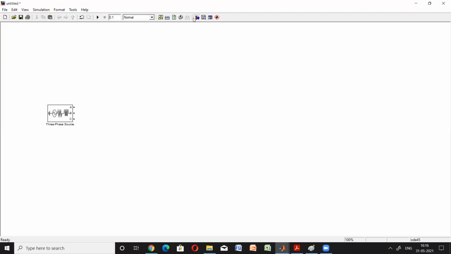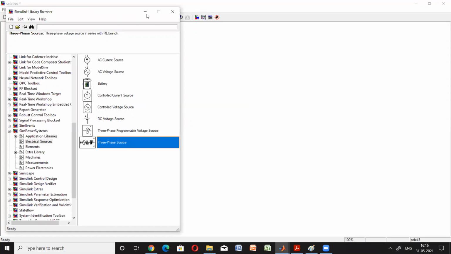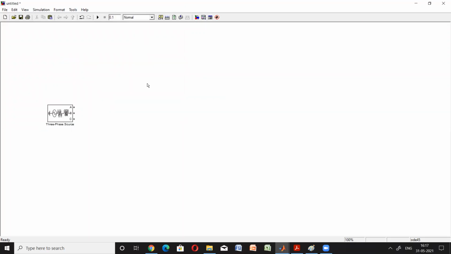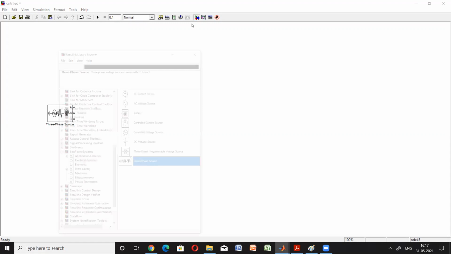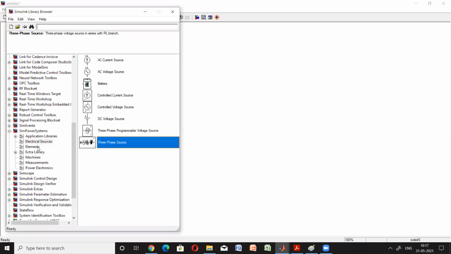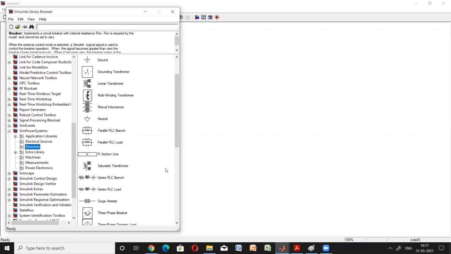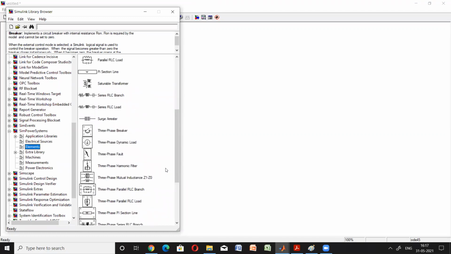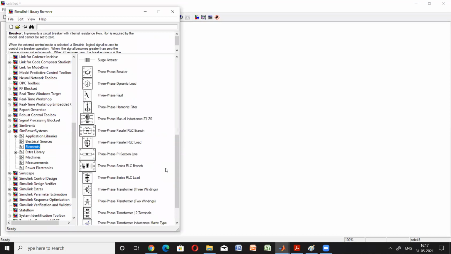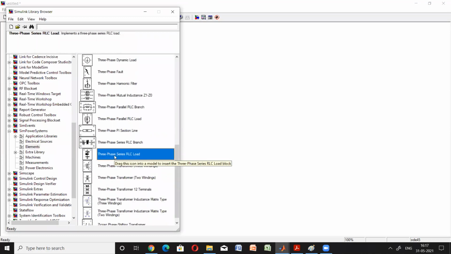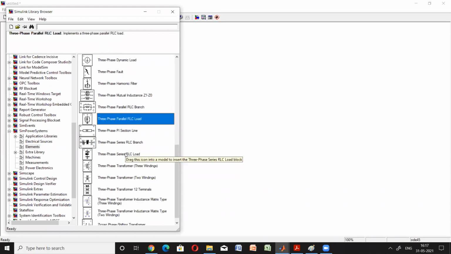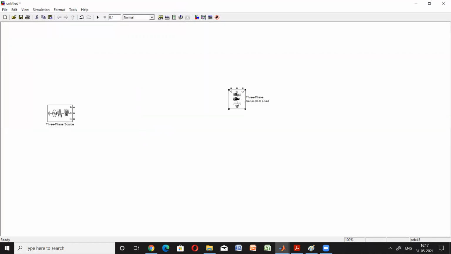Okay. Now definitely for making a single phase circuit, what do we need? We need a single phase supply, we need a single phase load. So if we want to make a basic three-phase circuit, what do we need? We need a basic three-phase supply and we need a basic three-phase load, isn't it? Now let us click on the elements, and in elements you can see three-phase series RLC load. We can get three-phase parallel RLC load as per our requirement. Okay, let us take the three-phase series RLC load here.